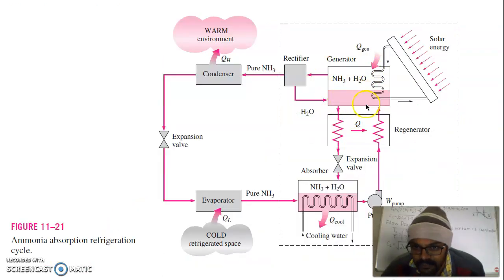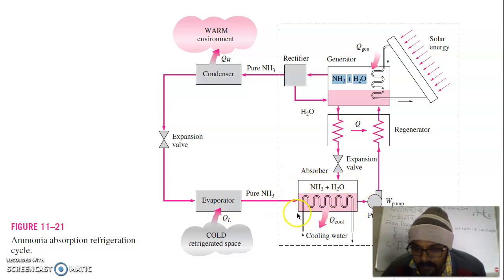This part is your generator, to which heat is supplied with the help of solar energy. So the ammonia and water temperature will be raised. After this, the ammonia vapor goes to the rectifier, where any water is removed from the ammonia, and pure ammonia goes to the condenser. Then it will lose its heat to the warm environment. Then the ammonia comes to the expansion valve. After expansion it goes to the evaporator, and this pure ammonia takes heat from the cold refrigerated space, and then goes to the absorber.